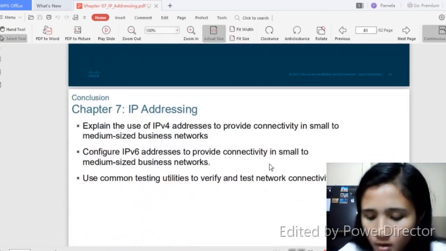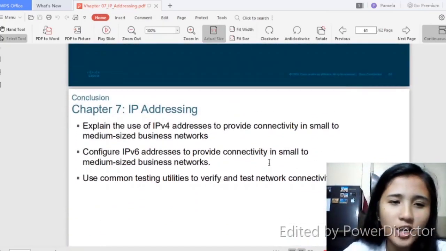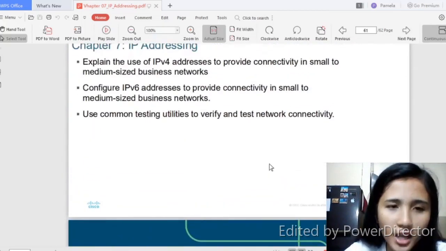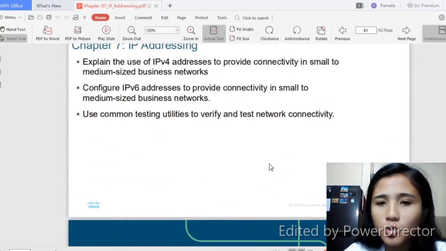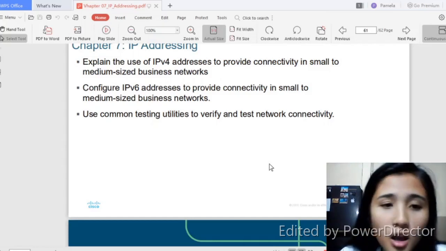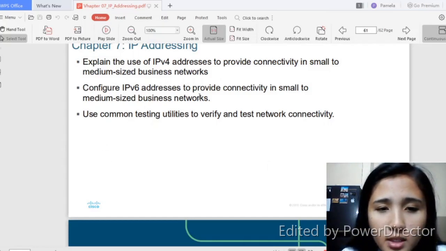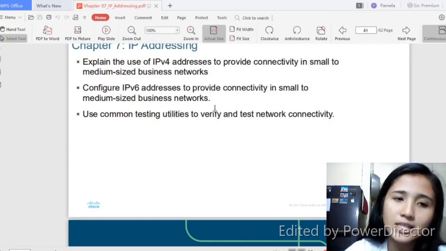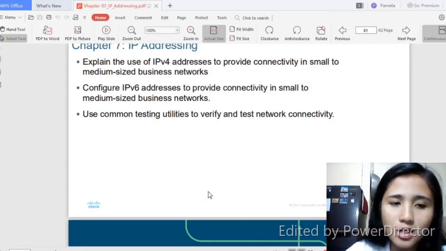So, the Chapter 7 conclusion is to explain the use of IPv4 addresses to provide connectivity in small to medium-sized business networks, configure IPv6 to provide connectivity in small to medium-sized business networks, and lastly, use common testing utilities to verify and test network connectivity.